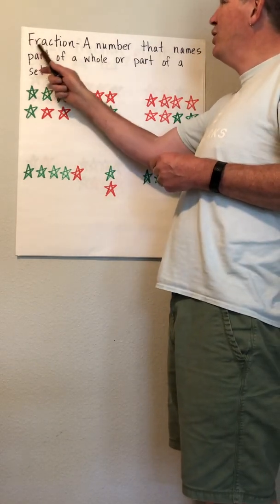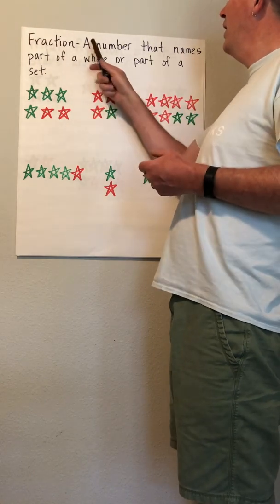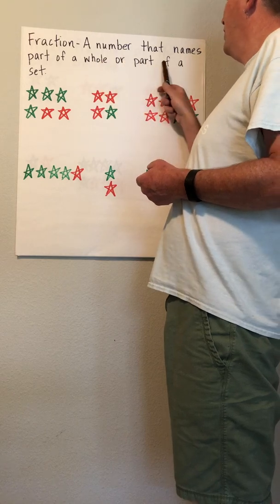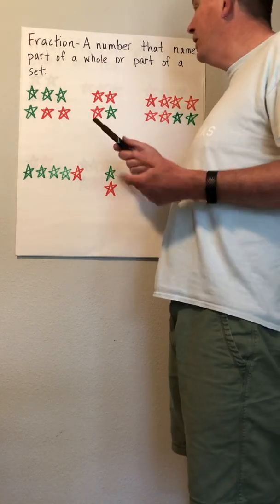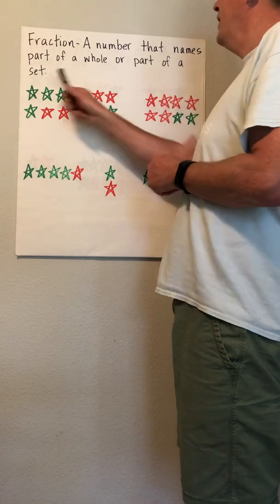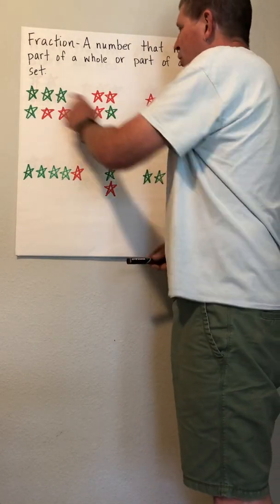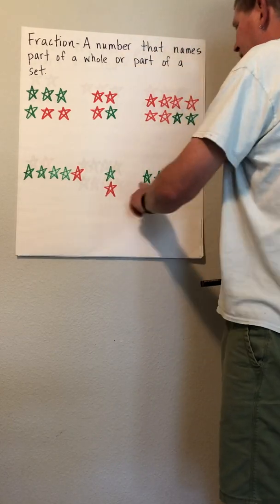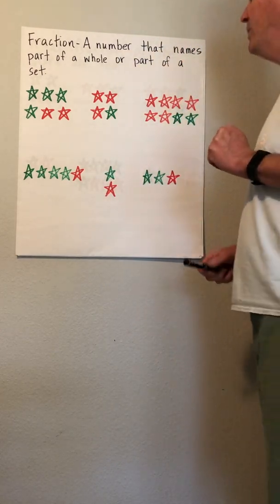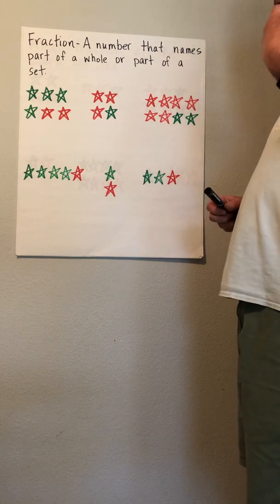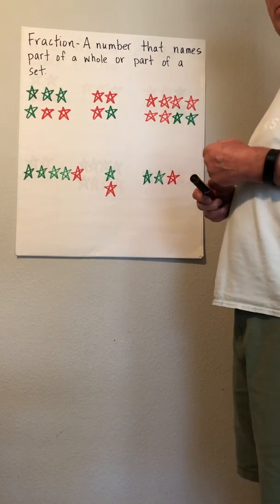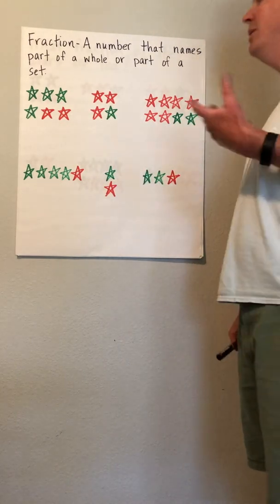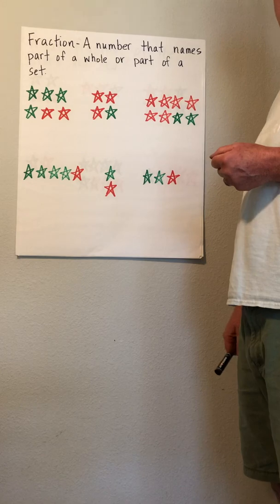Okay, so a fraction. A fraction is a number that names part of a whole or part of a set. Today we're going to look at the part of a set. So each of these groups of stars is considered a set. All right? And we're going to be looking at the green stars. How many green stars are there in each set? And we're going to be able to write that number as a fraction.